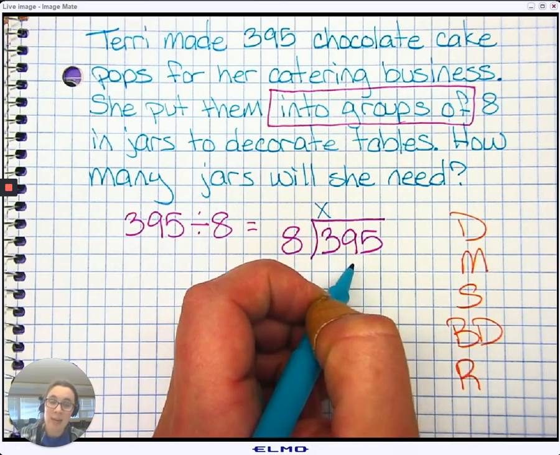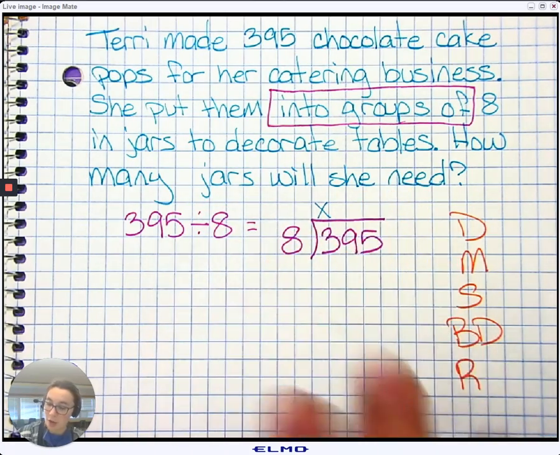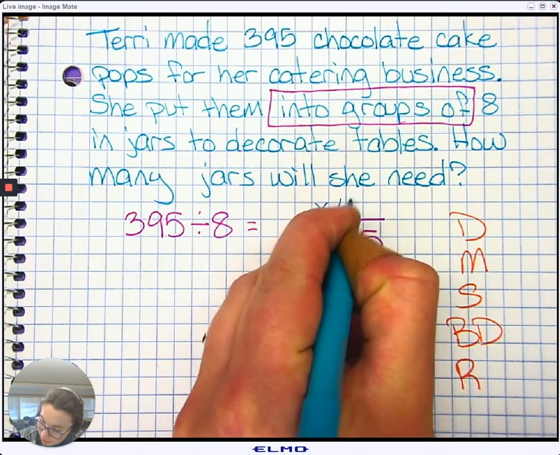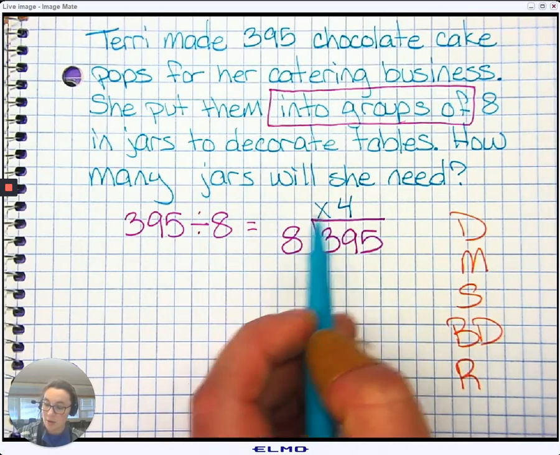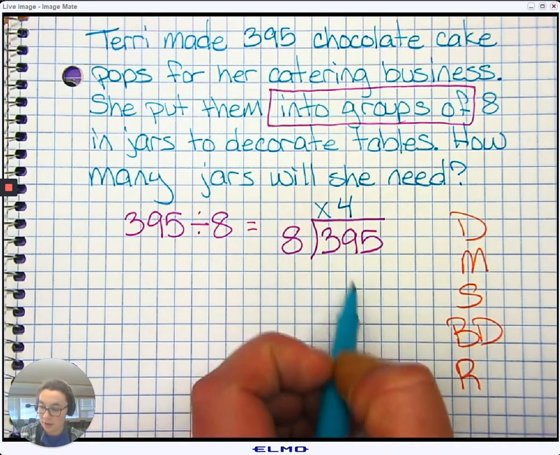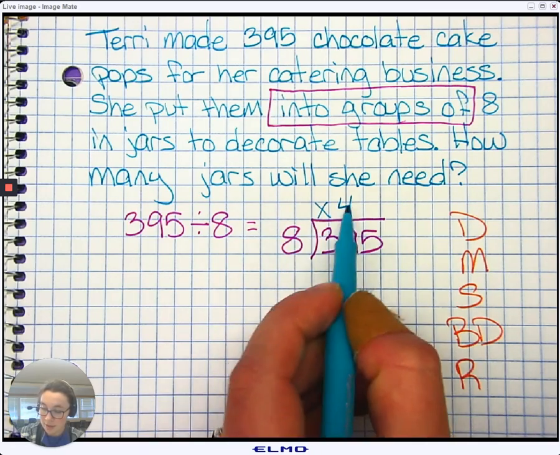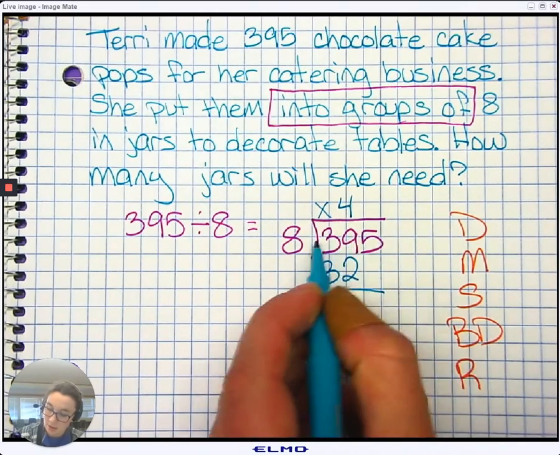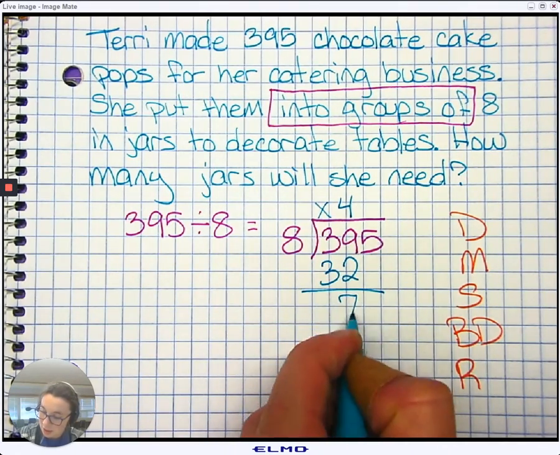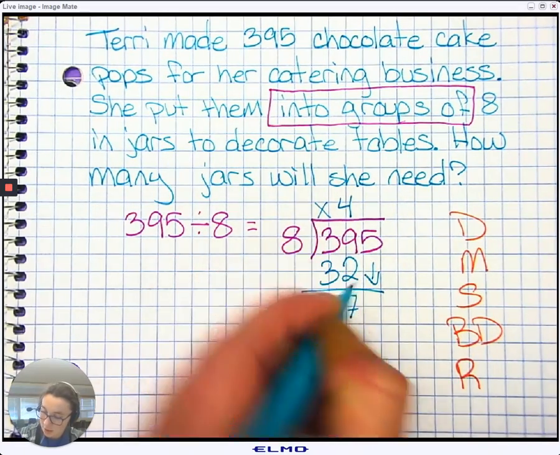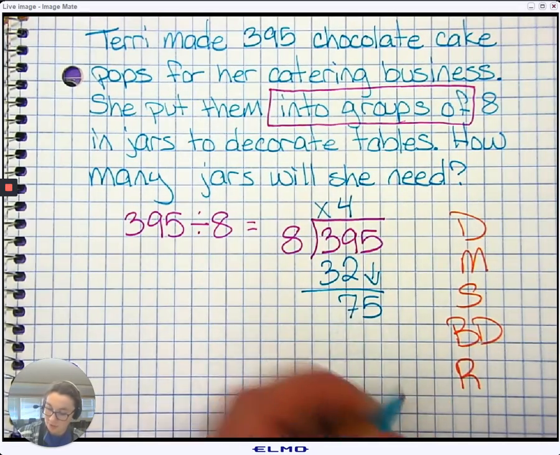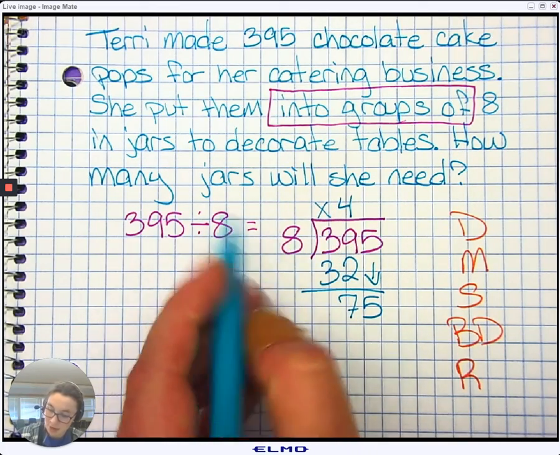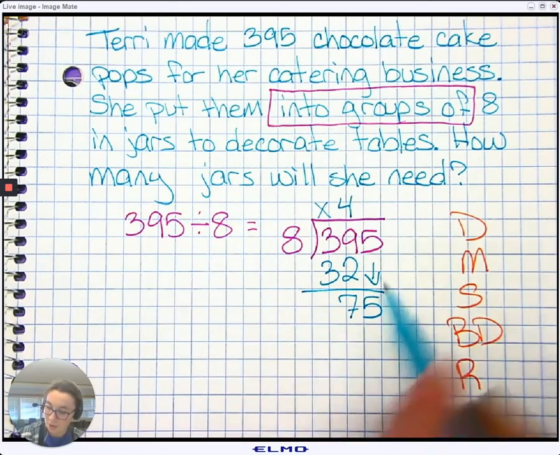8 does not go into 3, but it does go into 39. How many times does 8 go into 39? 8, 16, 24, 32. 4 times. 8 goes into 39 4 times. And as I just counted, 8 times 4 is 32. And again, that was divide. Now this is multiply. 32. Subtract. 39 minus 32 is 7. And bring down 5. Now we start over. We've done divide 8 into 39. Multiply 4 times 8. Subtract 39 minus 32. And bring down the 5.